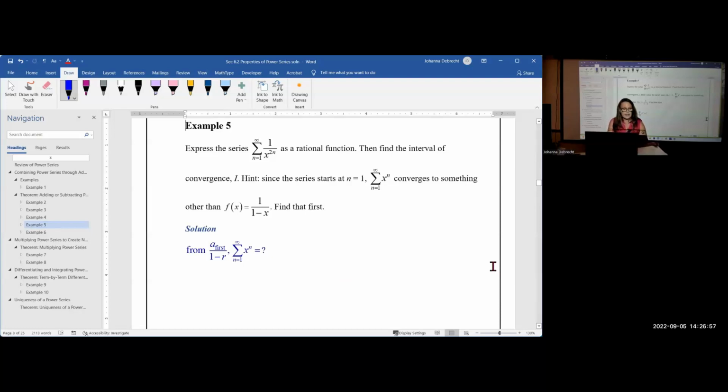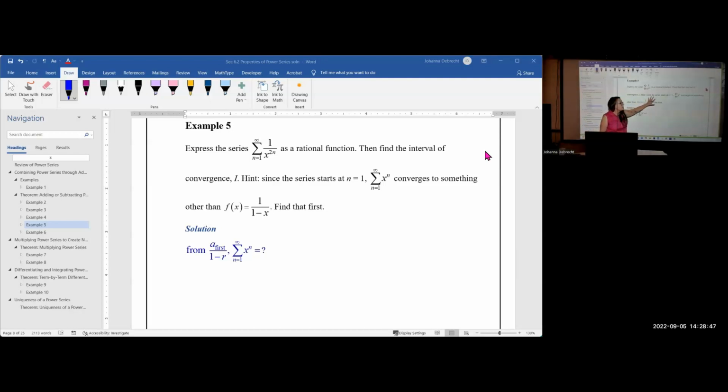Now, when we're looking at example 5, this one is actually more difficult. It's a harder problem because we have a more difficult representation. Let's see what happens. So let's take a look at what example 5 is asking us to do. It says express the series from n equal 1 this time, not 0, of 1 over x to the 2n power as a rational function. Then find the interval of convergence I. We can also maybe find the radius of convergence.